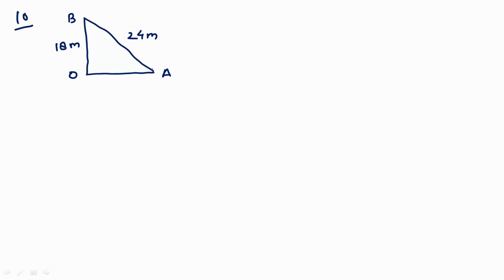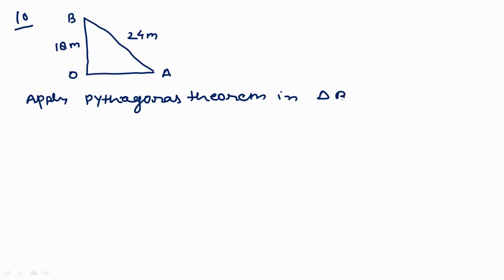Means what will be the distance from O to A so that the wire can be fully tight and stretched. So we need to find the value of OA. So we apply Pythagoras theorem in triangle BOA.